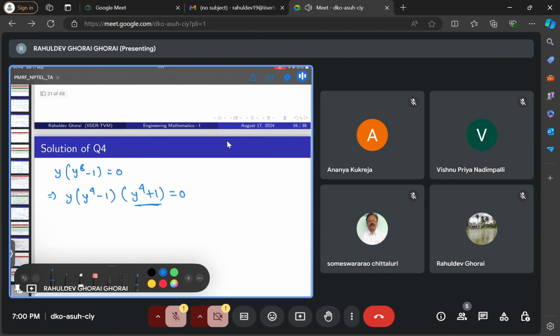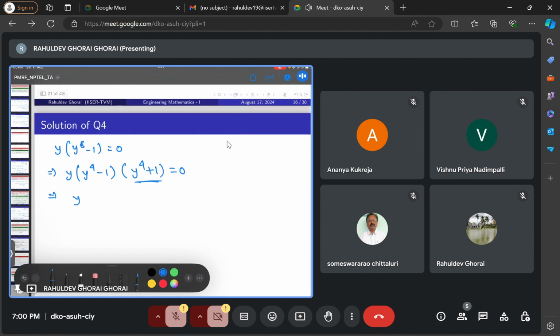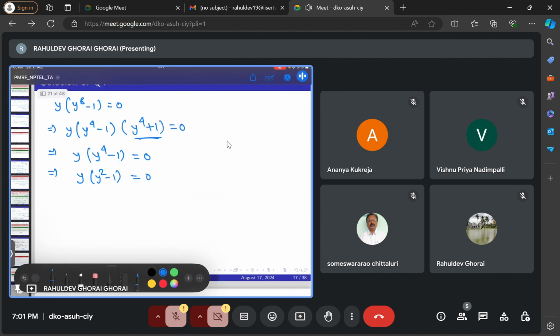So this cannot be equal to 0, so that implies y times (y to the power 4 minus 1) has to be 0. That implies y times (y square minus 1) times (y square plus 1) equals 0, but y square plus 1 cannot be 0 for real values, from the solution we are finding. So that implies y equals 0, y equals plus minus 1.